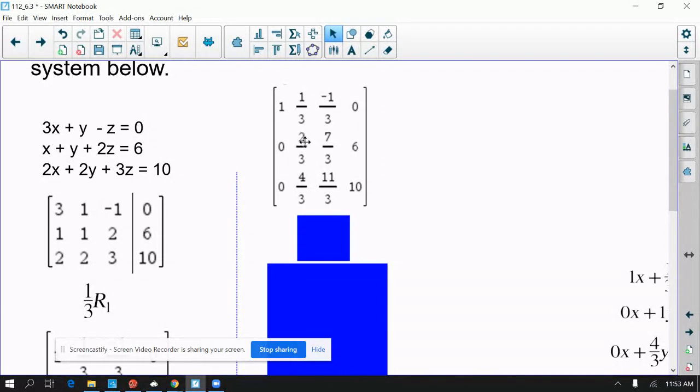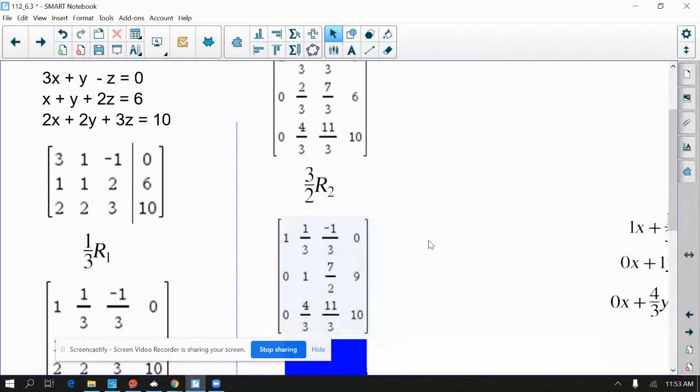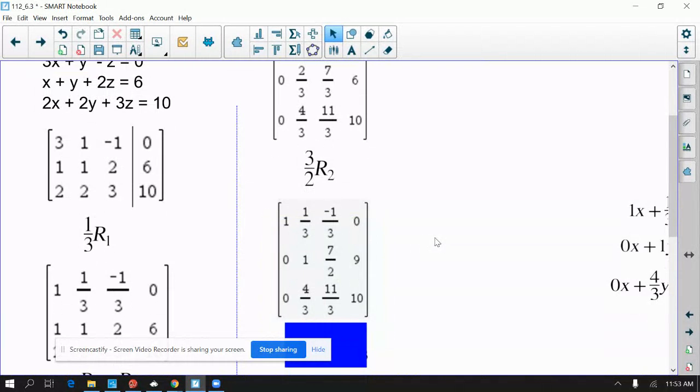So to get this to become a 1, I don't want to mess with this 0. I want this to remain 0. I can multiply row 2 by the reciprocal of this. So I'm going to multiply row 2 by 3 halves. And this is such a clever algorithm, because getting column 1 done, making this a 0, it doesn't matter what I multiply row 2 by, this will always be 0, right? So I'm going to multiply row 2 by 3 halves. That will make this a 1. That will make this 7 over 2. And that'll make this 9. Row 1 and row 3 did not change.